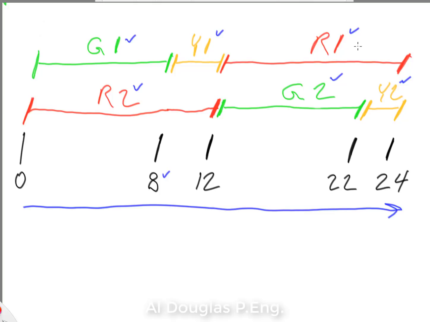Now, the flip side of that, what the number 2 light is doing: whenever the first one is green or yellow, the red is on. So that's all the way from 0 up until 12 seconds. And then we go from 12 to 22. Sorry, that should actually be 20. From 12 to 20, we are actually going to have the green. And then for the final 4 seconds here is going to be the yellow on number 2.